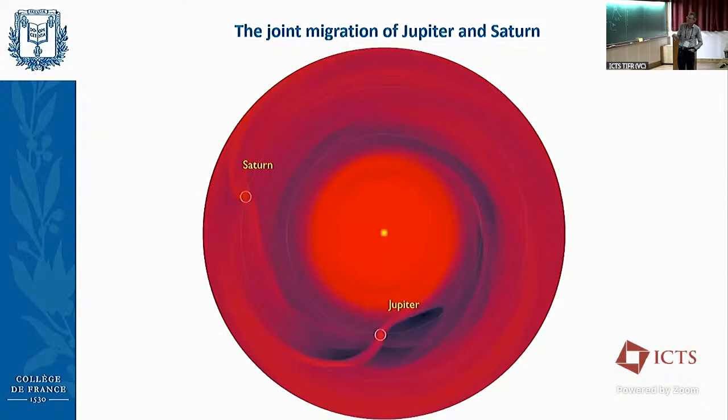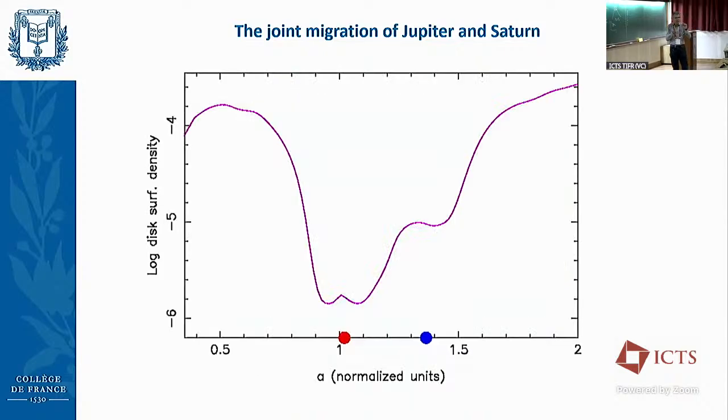Their spiral density waves merge. The gap of Jupiter is not very clean, right? Compared to the animations I showed before where Jupiter was alone. You see that there is purple inside the gap, so the gap is not very deep. So the situation is clearly complicated, but we can sketch it a little bit to see what happens.